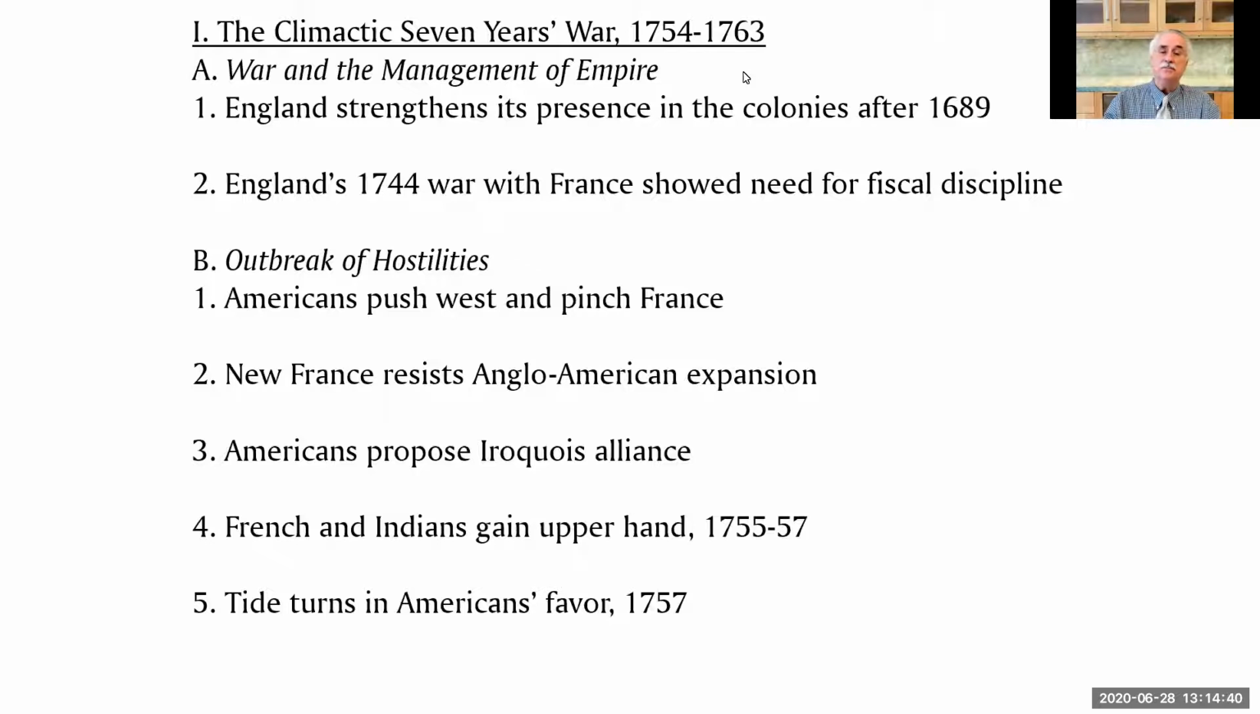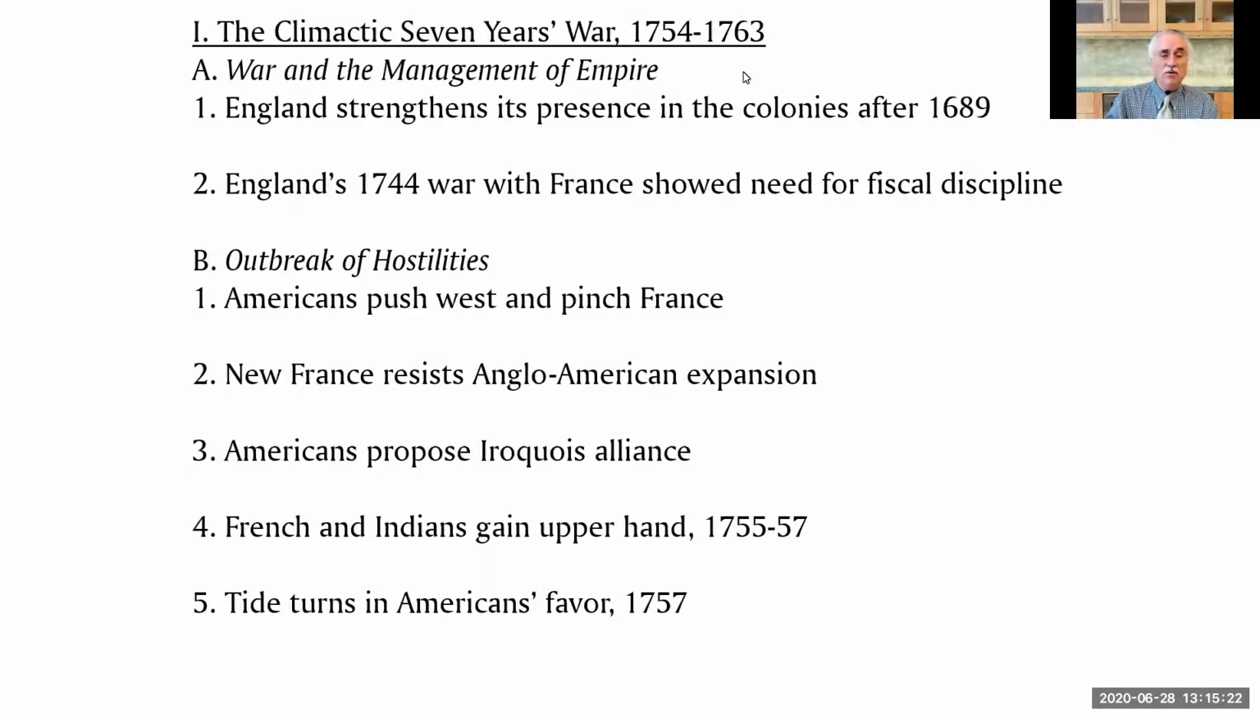Point A2. England's 1744 war with France showed the need for fiscal discipline. Now, you don't need to know all the background. England and France seem to have a lot of wars, and I myself don't remember all of them. But in 1739, England declared war against Spain and then against France in 1744 because England wanted to dominate all the commercial traffic in the Atlantic basin, that is, on the Atlantic Ocean between Europe and the Americas.